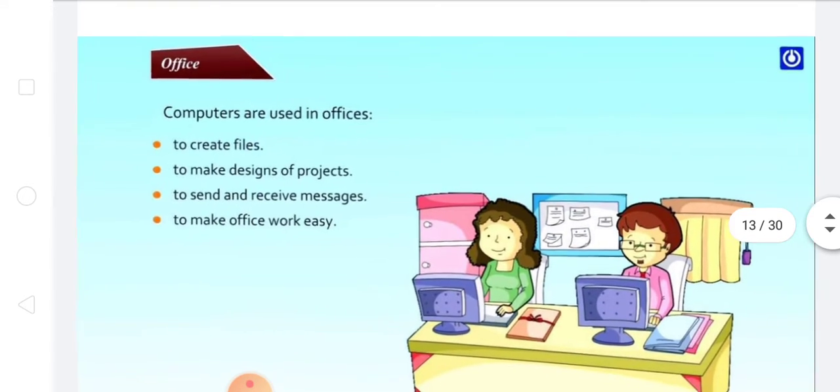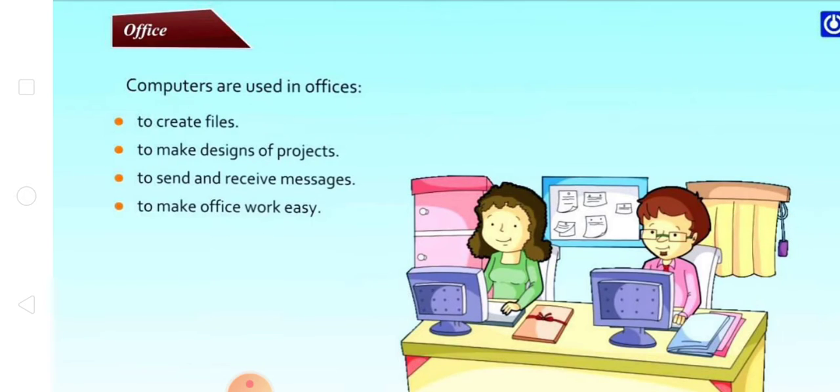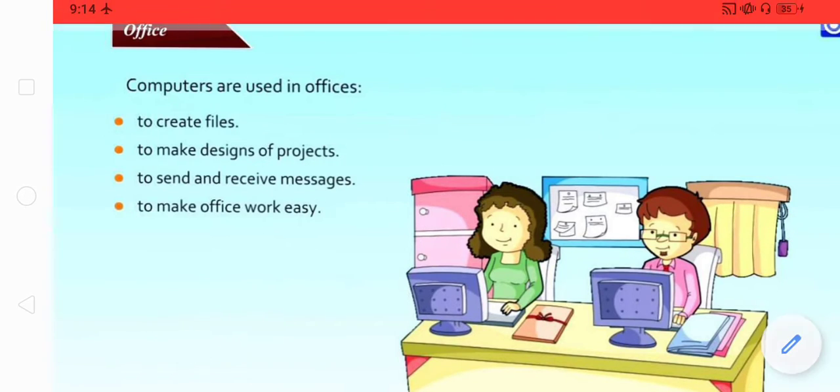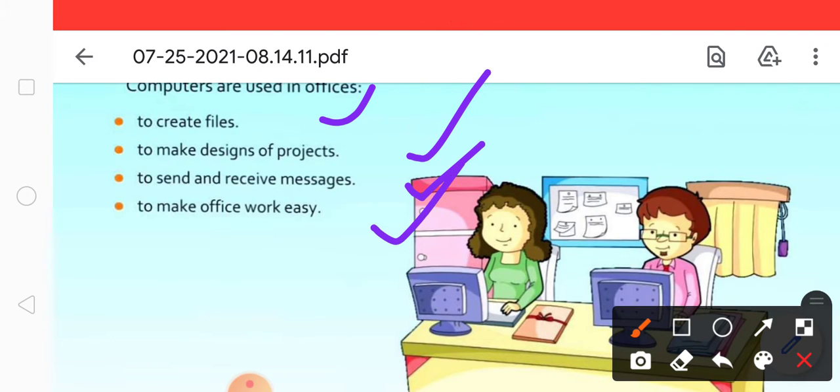So if we talk about the office, you may see here these are two office staff, and office staff use computer to create files, to make designs of projects, and to send and receive messages to make office work easy, okay.